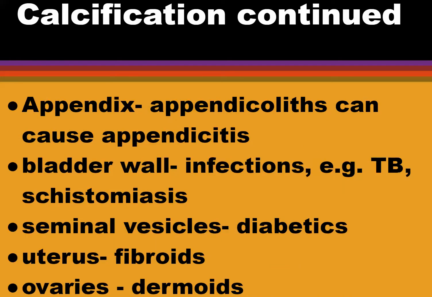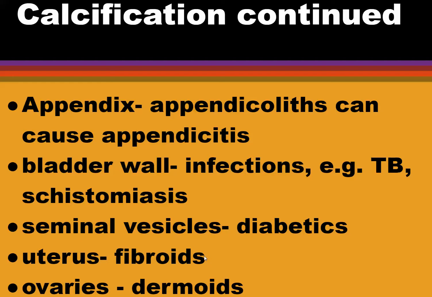You can have appendicoliths, which are calcifications blocking the orifice of the appendix and causing appendicitis. Not often seen, but if you do see a calcification within the right iliac fossa and the patient's tender at McBurney's point, then essentially it supports your diagnosis of an acute appendicitis. Bladder wall calcification, less often seen these days, but associated with TB and schistosomiasis. Seminal vesicle calcification you see in diabetics. Very distinct ovoid or spherical calcification is seen within fibroids occupying the uterus.